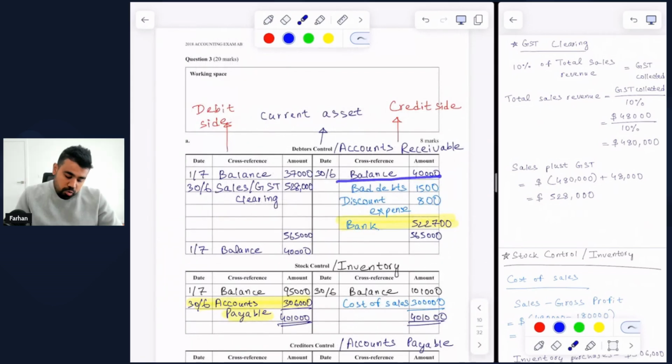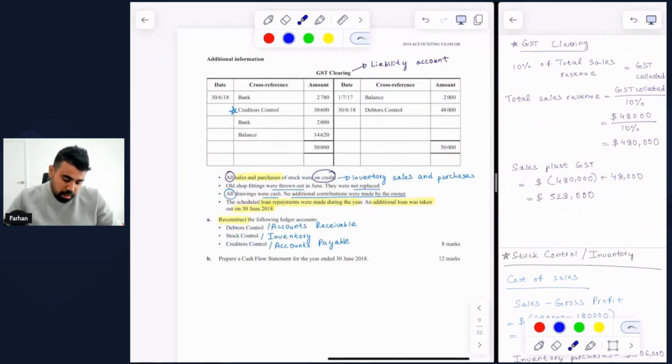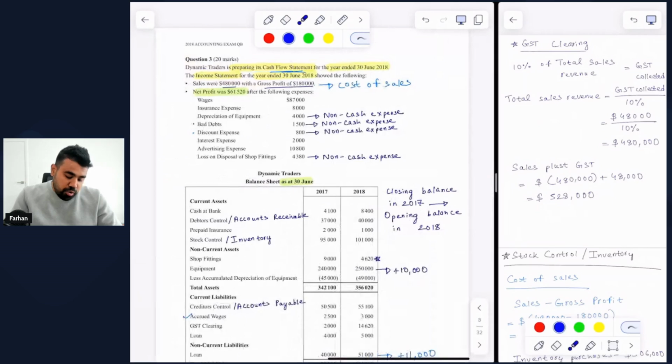All right, so we have taken care of everything here in the first line. Now, where did we get the figure for bad debts and discount expense from? So both of these items are what we refer to as expenses. At the very beginning of the question, you can see that you're given the net profit and you're also given all the expenses that we have. So bad debts and discount expense refers to what?